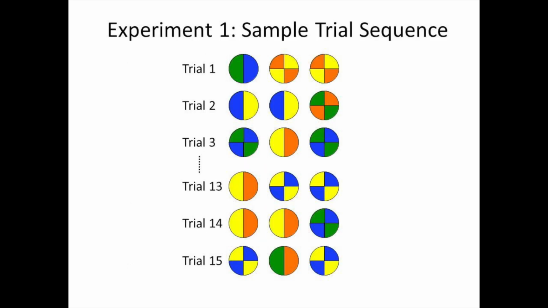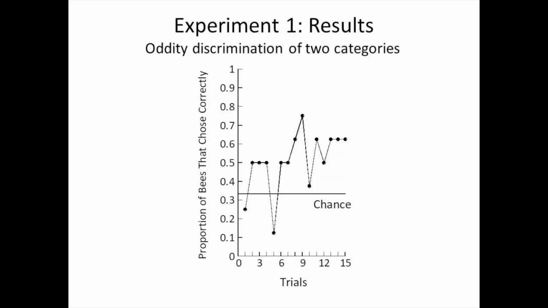After all 8 bees were finished, I looked at the correct first choice for all the bees across 15 trials. The result of experiment 1 is shown here. The x-axis shows the 15 trials of training. The y-axis shows the proportion of bees that chose correctly on each trial. For example, for trial 1, 25% of the bees, or 2 out of the 8 bees, chose the correct odd category on their very first landing. The chance line is drawn at 0.33 or 33%. This is because there are 3 stimuli per trial, and the chance of picking the odd one just by chance or randomly is 1 in 3.